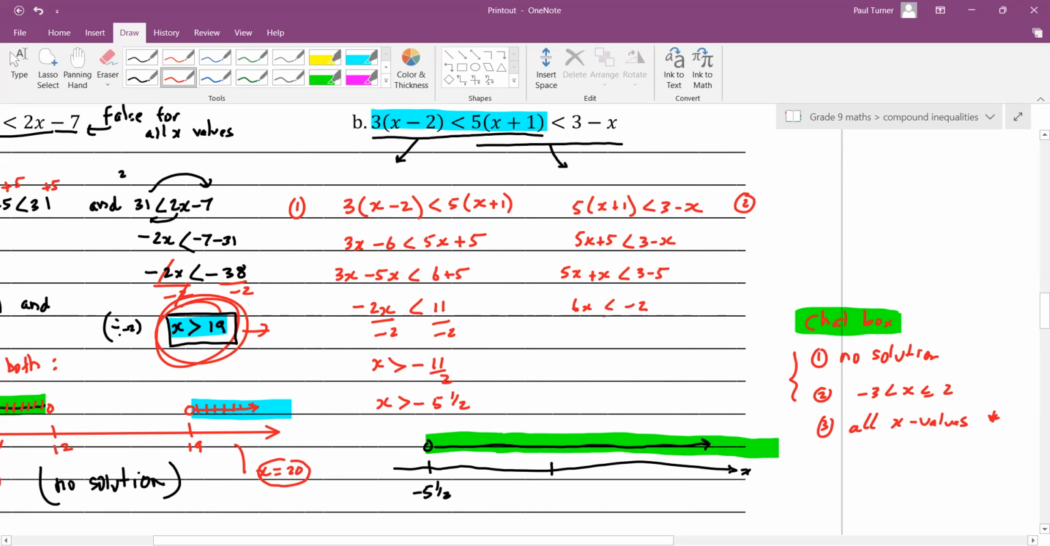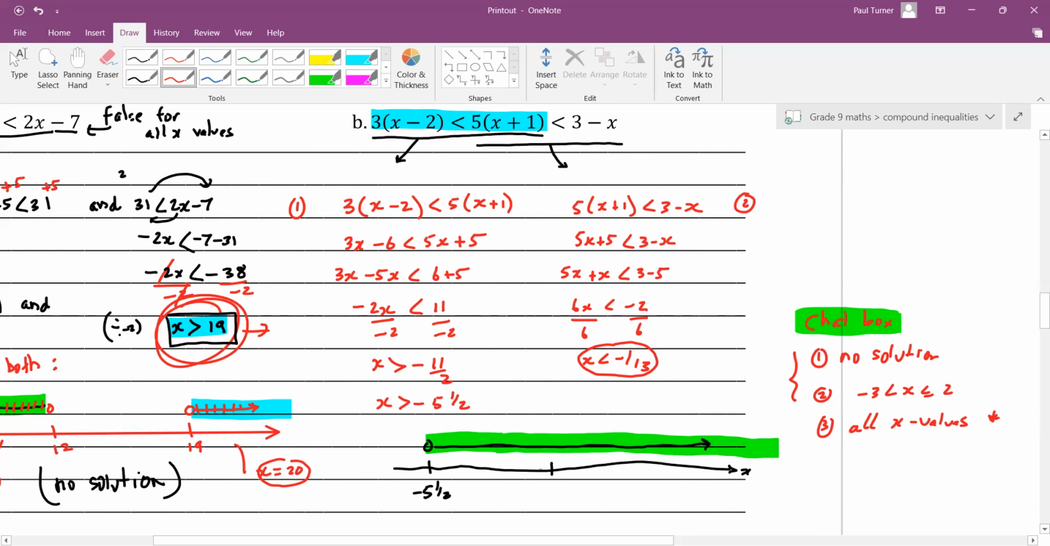So now we can divide by 6, positive 6, so we don't need to change our sign. So x is less than negative 1/3. I see some of you gave me that answer. That's okay. You gave me in the chat box. So let's put that on our graph.